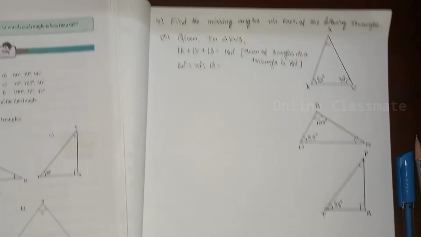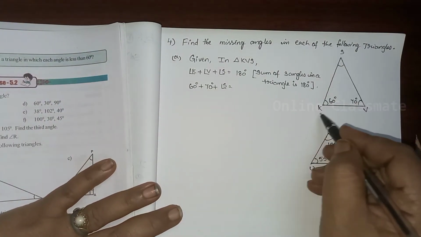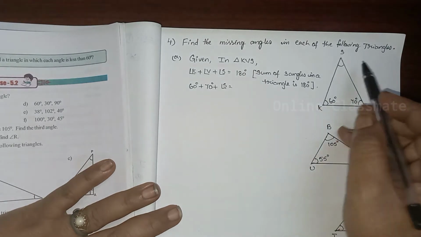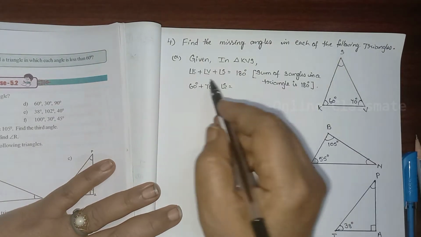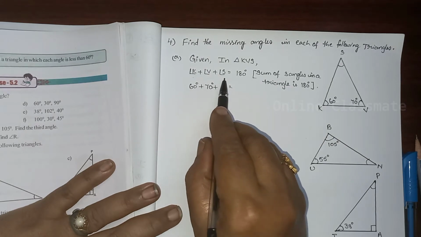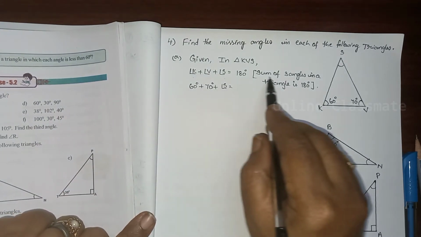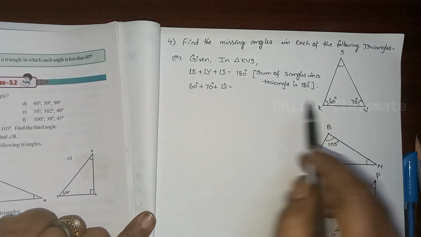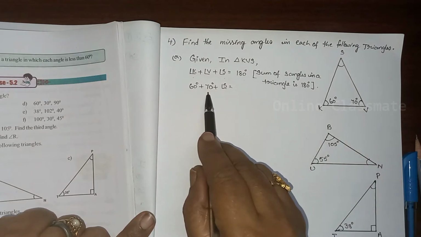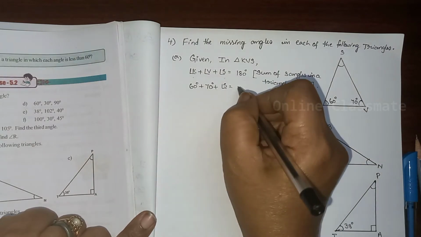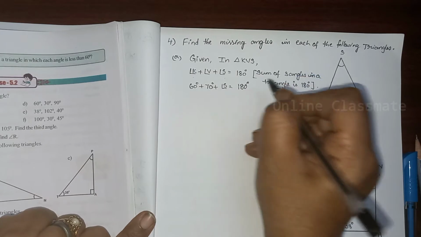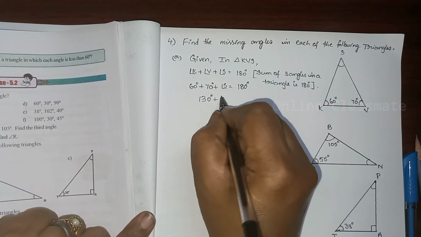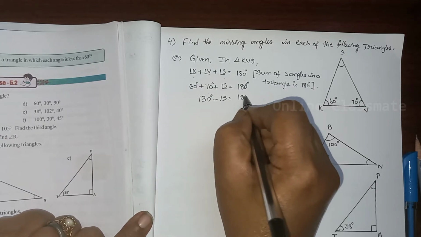Draw the triangle like this, SKV. In the given triangle SKV, angle K plus angle V plus angle S is equal to 180 degrees. Sum of three angles in a triangle is 180 degrees. Angle K is equal to 60 degrees, angle V is equal to 70 degrees, and angle S, write as it is, is equal to 180 degrees. 60 plus 70, 130 degrees plus angle S is equal to 180 degrees.